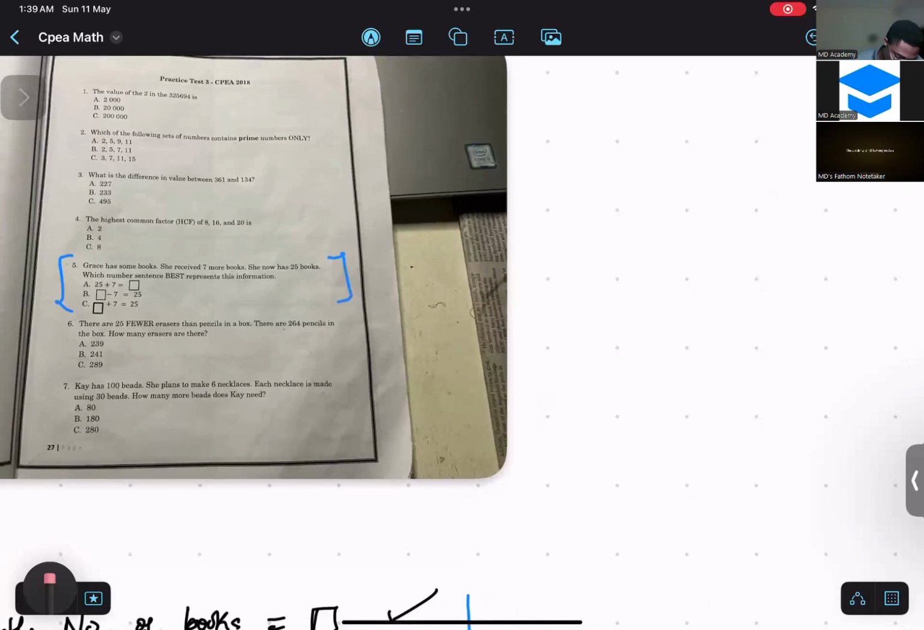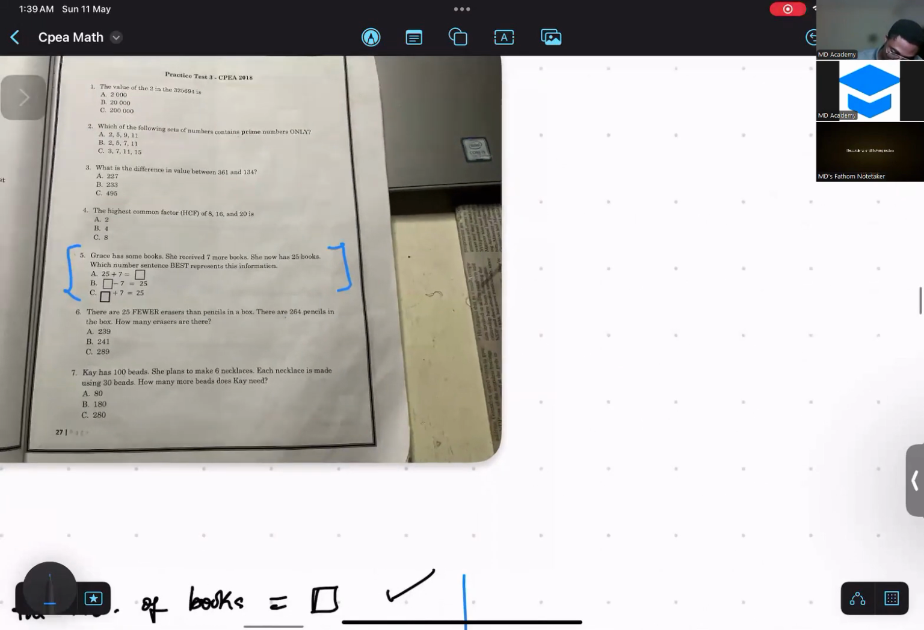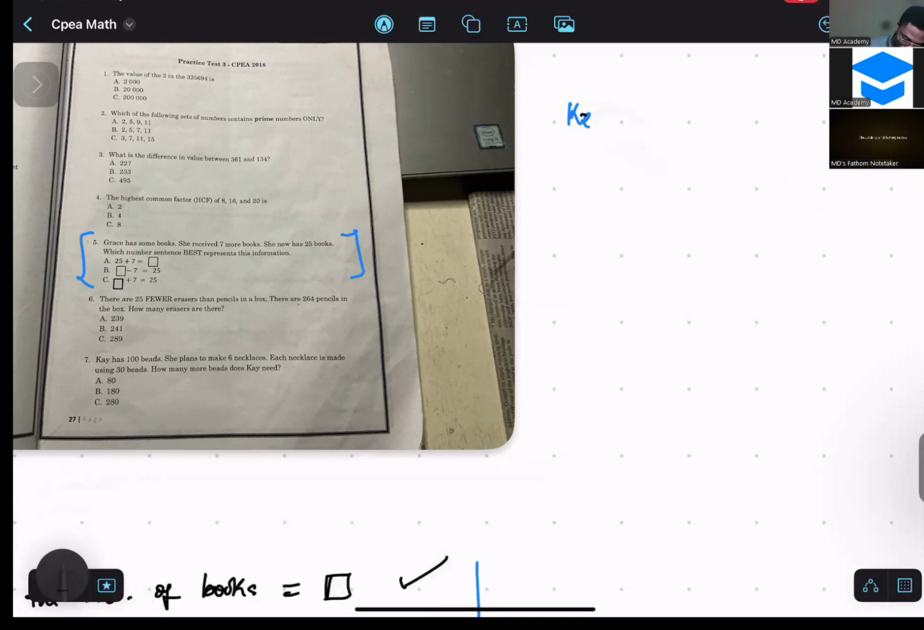So question 7 asks that K has 10 beads. She plans to make 6 necklaces. Each necklace is made using 30 beads. How many more beads does K need? All right. So let's get out the numbers and stick with those numbers. So the most important thing I want to write here is the fact that K has 100 beads.